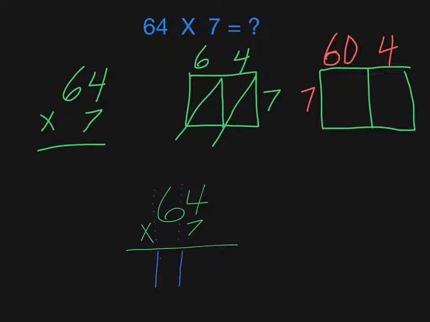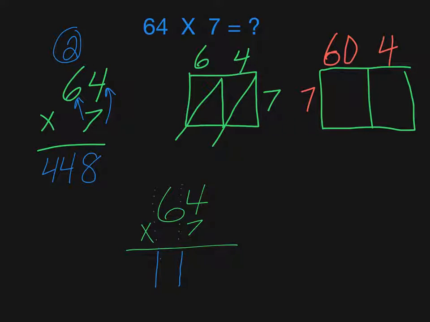This first method here we have is traditional. You take your 7 times your 4, which is 28. You put your 1s under the line. You carry your 10s over. So now we look at what is 7 times 6. 7 times 6 is 42, but we have this 2 up here. So you must add that 2 with the 42, which is 44.